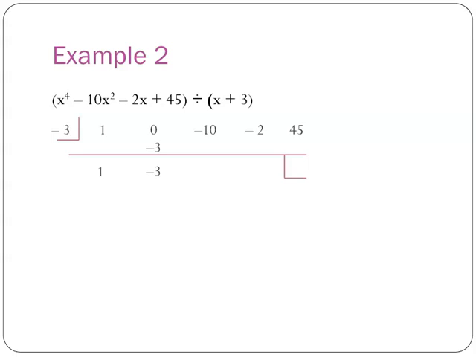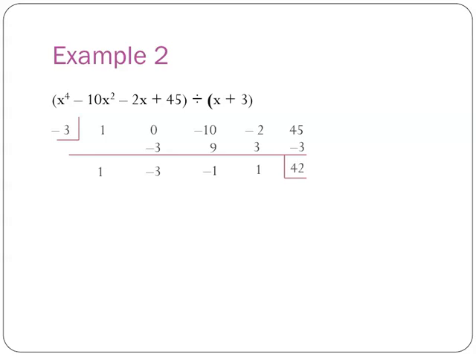Multiply again, negative 3 times negative 3 is positive 9. Add, so negative 10 plus 9, that's negative 1. Negative 1 times negative 3 is positive 3. And then add those together, we get positive 1. 1 times negative 3 is negative 3. And add those together, we have 42.